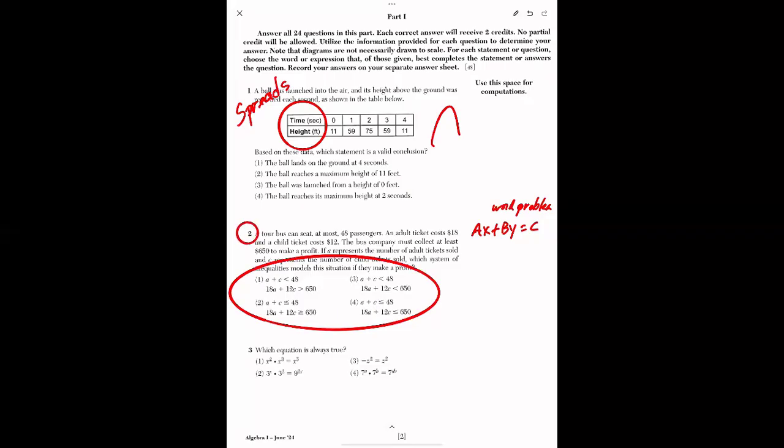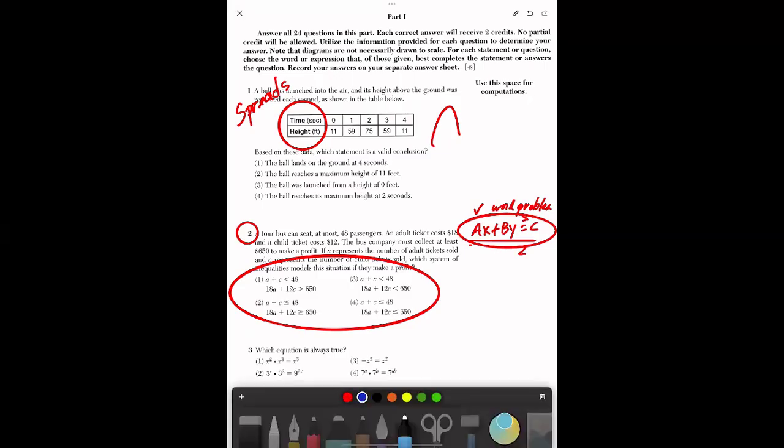The other thing that you should know, I've done some videos on word problems. In this case, it's ax plus by equals c. In this case, it's going to be ax plus by is greater than or less than something. But still, it's basically the standard form that you're looking for. But you can graph this. Now, this one, graphing probably won't help you, but it doesn't matter. So this would be a G.